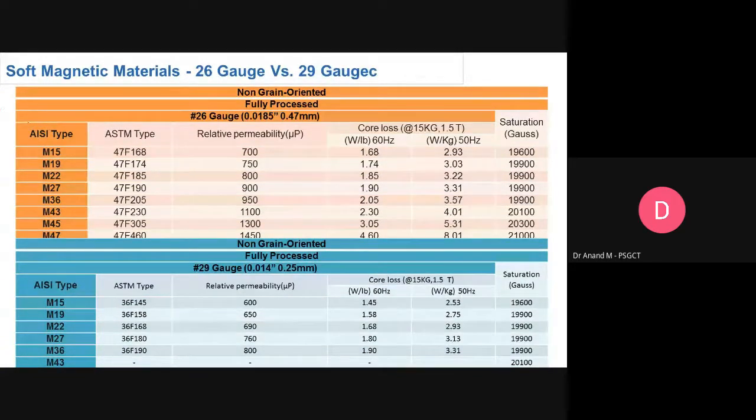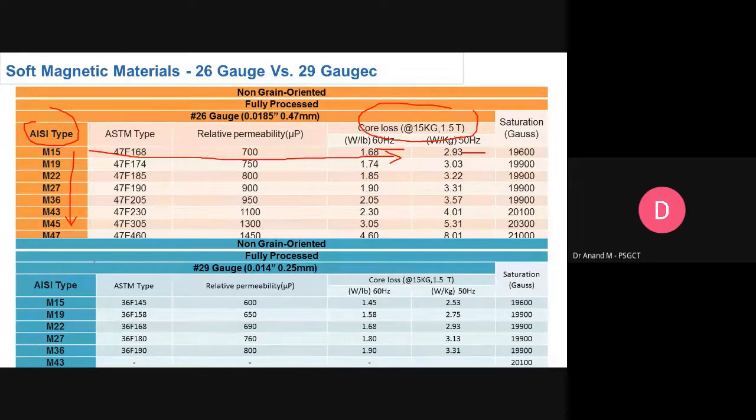What we say traditionally, with respect to the ASA standard, is that the different lamination stacks range from M15, M19, M22, etc., to M47. So we could see the core loss that is available for a 60 Hz component and a 50 Hz component. For example, for the M15 grade of metallurgical composition, which comes at 26 gauge, which is 0.47 mm thickness, the total core loss exerted per kg comes to nearly 2.93.